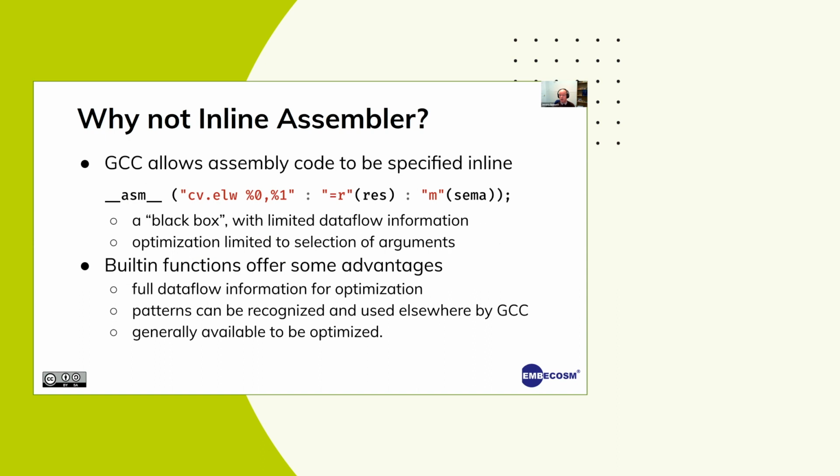So the obvious thing is, why not just use inline assembler? GCC, and for that matter, LLVM, allows assembly code to be specified inline, with asm, open brackets, and then a template for the instruction where we substitute the arguments, %0, %1, then a colon, then any output operands. In this case, we've got one, which is a variable called res, and it's of type =r. In other words, it's going to go into a register, and it's going to write a result into that register. That's what the equals means.